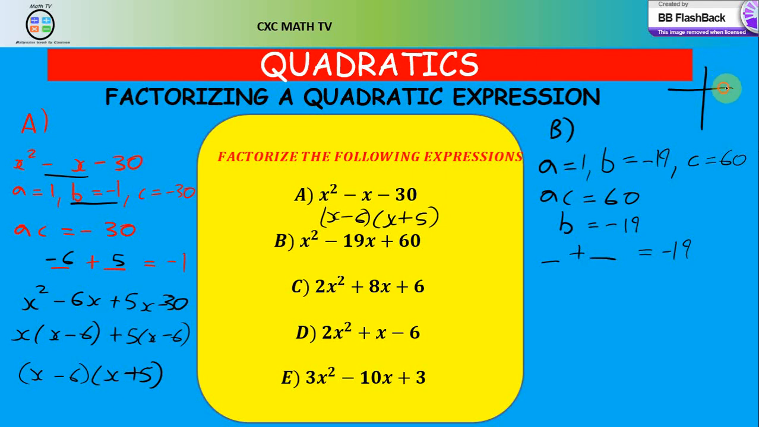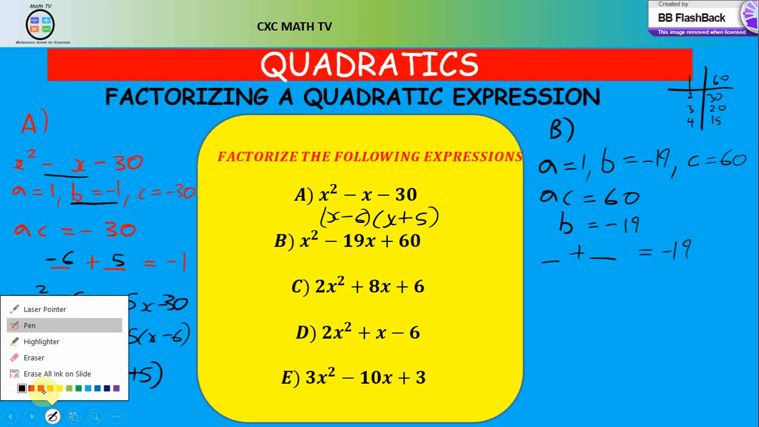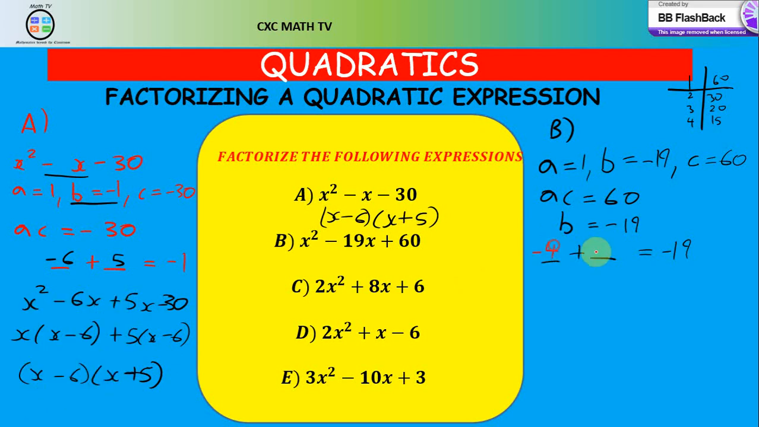Which two numbers can you multiply to get 60? So we're looking at 1 and 60, 2 and 30, 3 and 20, 4 and 15. 4 and 15 add to give you 19. So it has to be negative 4 and negative 15. In that case, we'll replace this with negative 4x minus 15x.